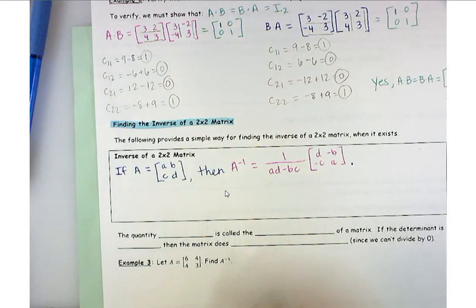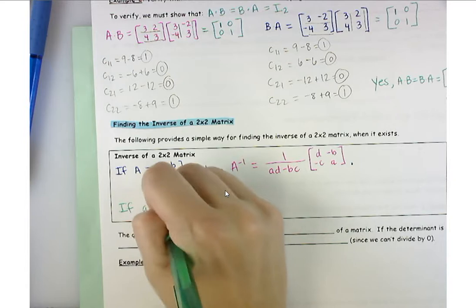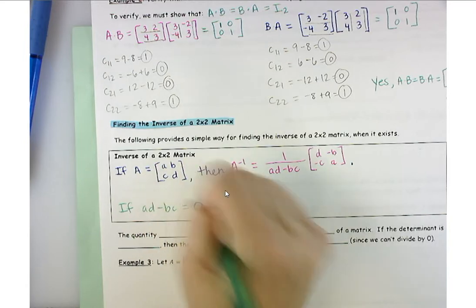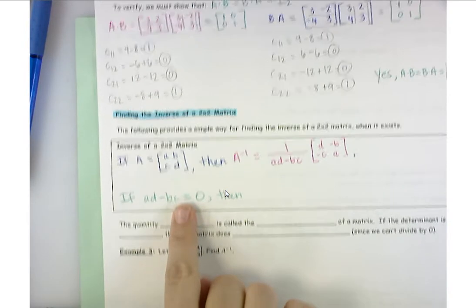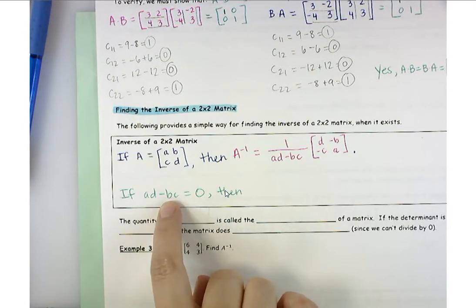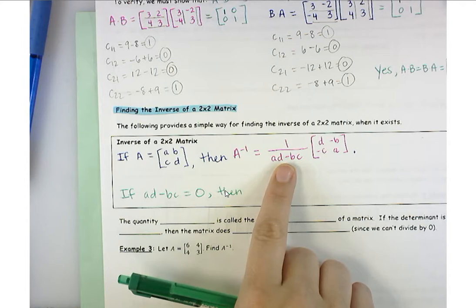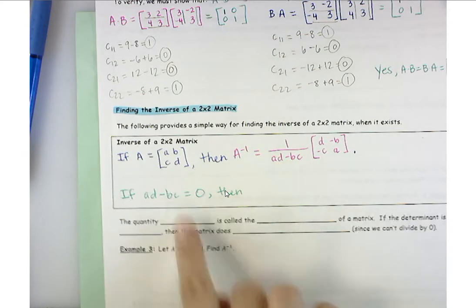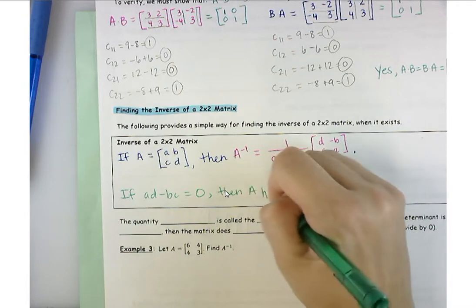Okay, and then if AD minus BC equals 0, first let's think about what that means. If AD minus BC equals 0, so if this was 0, what would happen? It'd be undefined, right? You can't have 0 in the denominator. So if you do have 0, then that means A has no inverse.